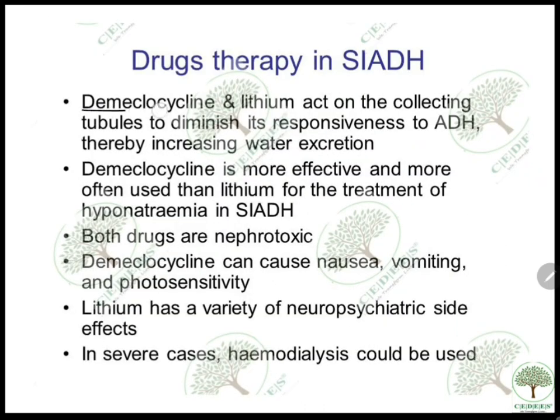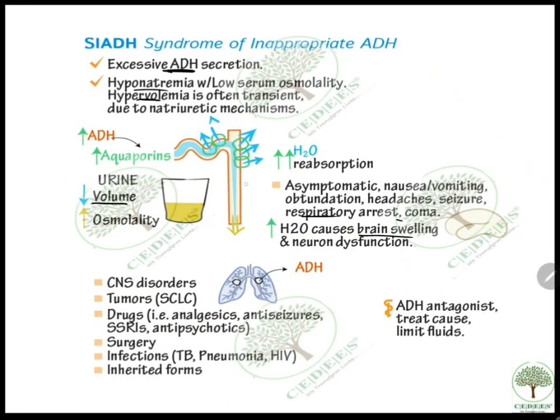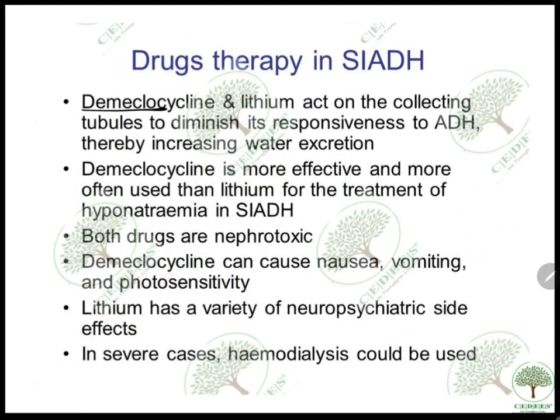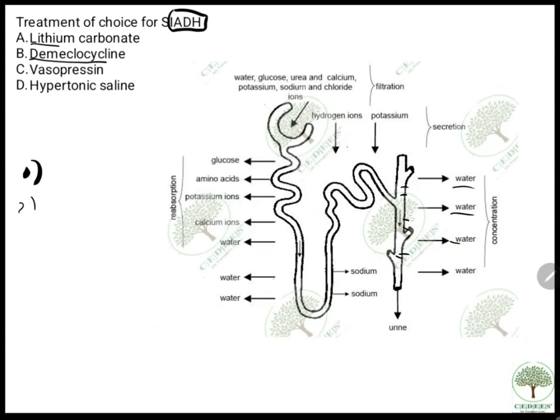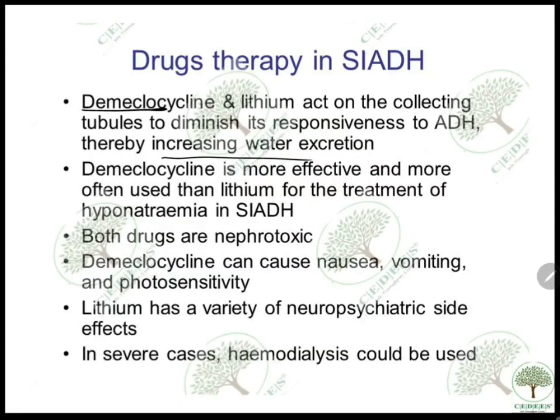So demeclocycline is a tetracycline antibiotic. If you remember, it comes under the class of tetracyclines, and these drugs act on the collecting tubules. The mechanism of opening up these aquaporins will get blocked by these two drugs, due to which it will prevent the excessive reabsorption and allow the water to get excreted. So this reabsorption process gets blocked and it will allow the excretion of water.